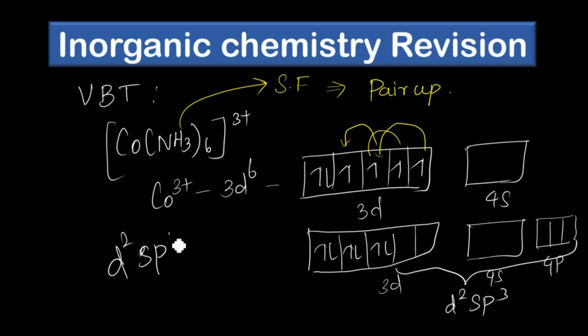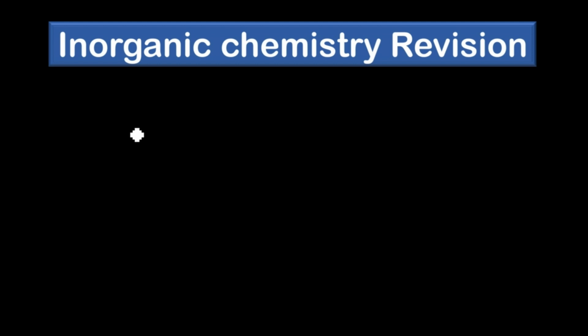So in total it becomes d2sp3 configuration. What is the hybridization? You need to know the hybridization, which tells us which orbitals are filled by the ligands. Then you have to know the shape, and then we will come to know about the shape.